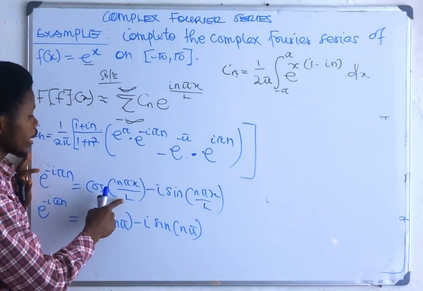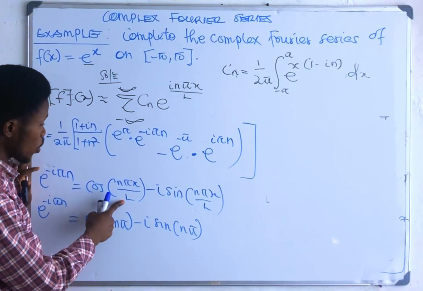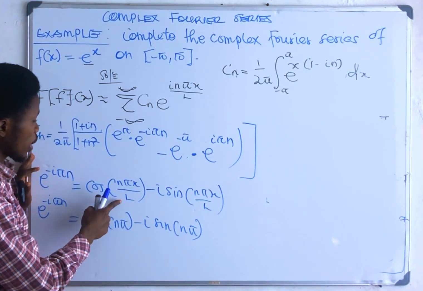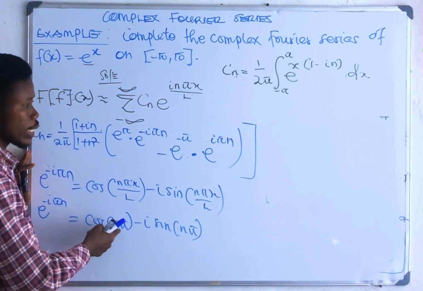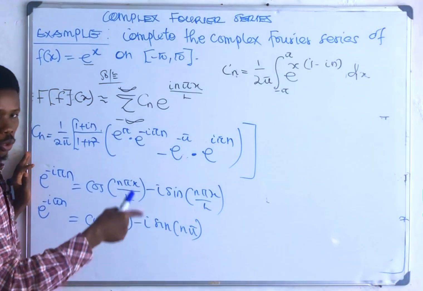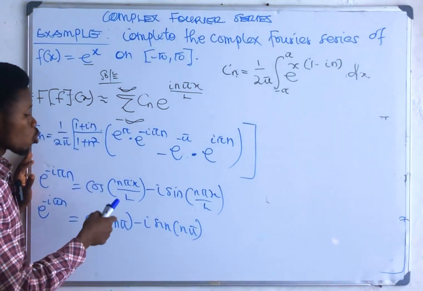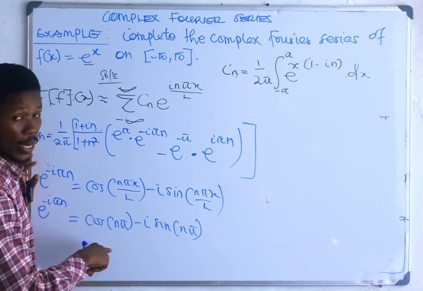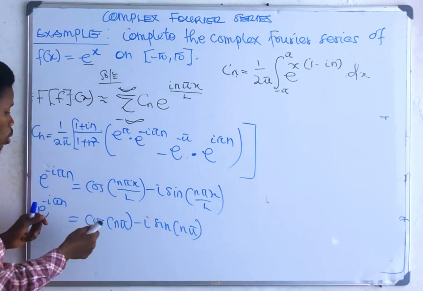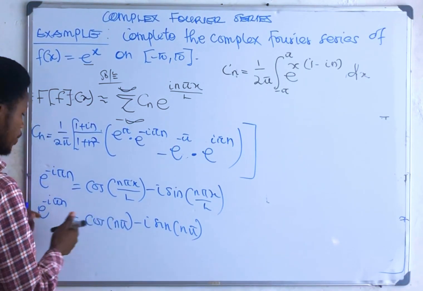Please, you understand why I'm bringing pi again. You see, this L here is already a pi. Which pi are we talking about here? This L is a pi, so this pi will cancel, leaving nx. But you see, the limit that was given to us was also pi, negative pi. So that one is also x. So wherever you see that, you put that pi there. Is that okay? So the x will also be replaced by pi.